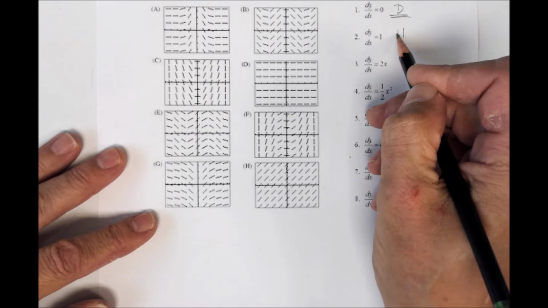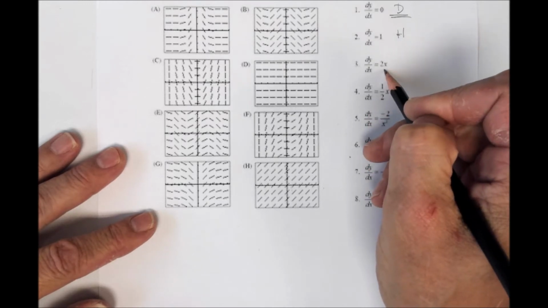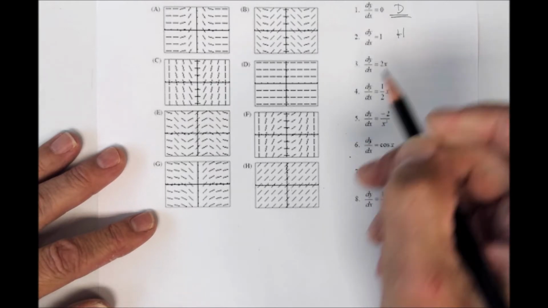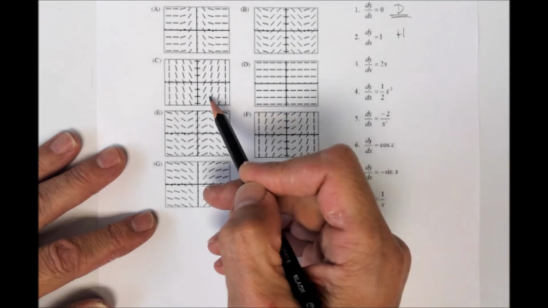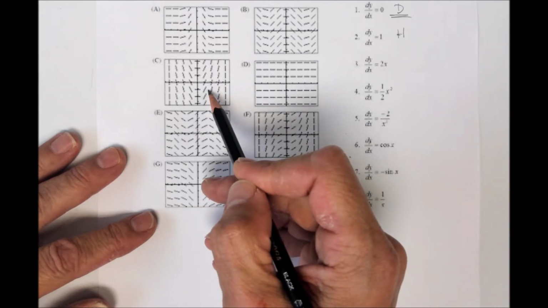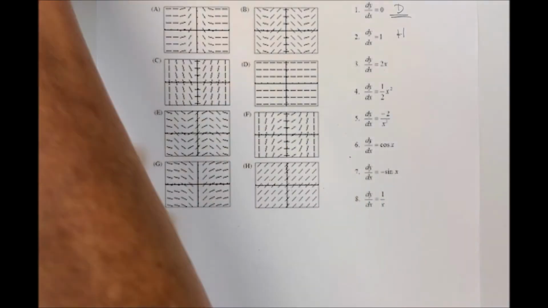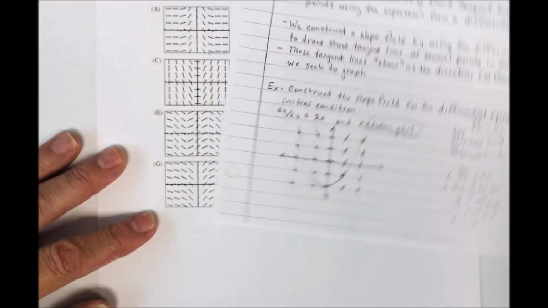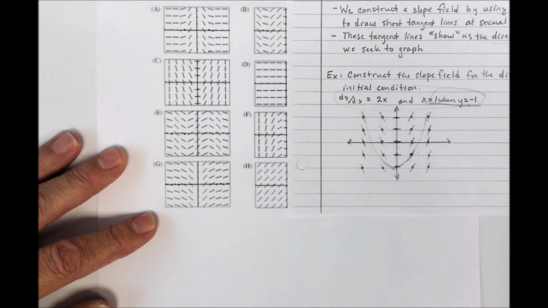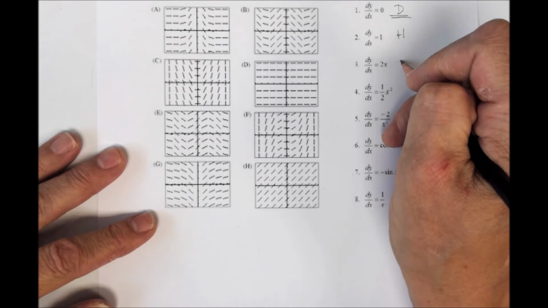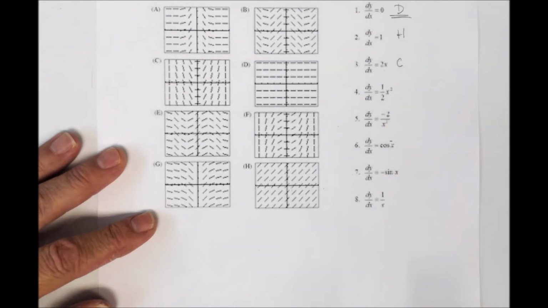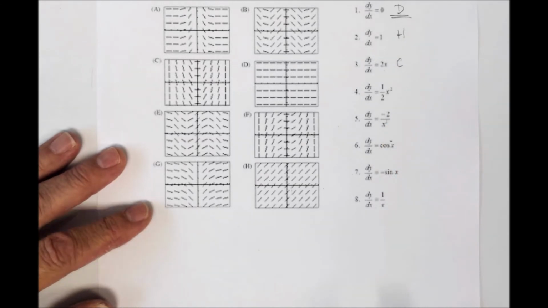And then it gets a little bit more interesting. Here's the 2x one that we just did a little bit ago. And dy/dx equals 2x. Wasn't that looking a little bit like, let's see, what do we have here? It looks a little bit like c here. See how it kind of goes upward? Let's go back and look at our curve. Yeah, it looks a little bit like c there. So this one would be c here.